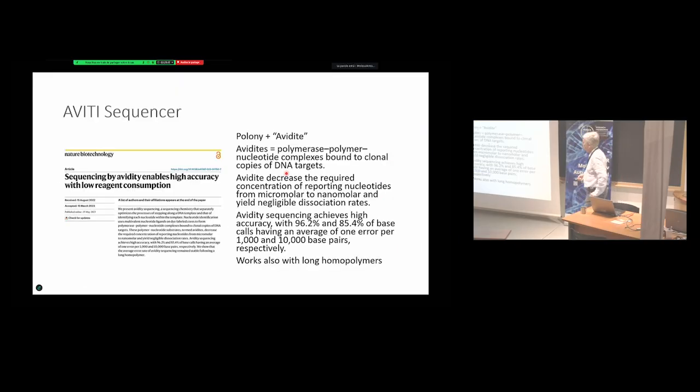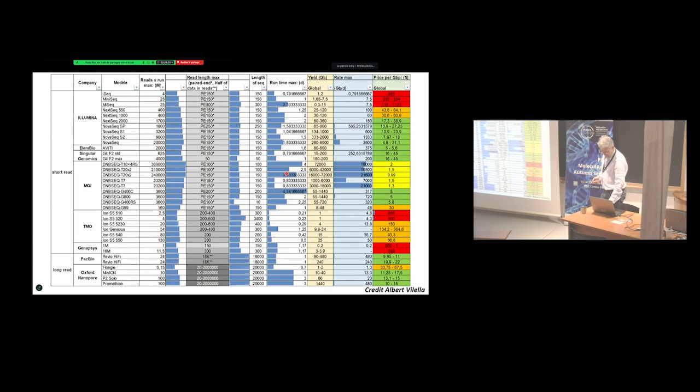So I wanted to spend a few minutes on the AVITI sequencer, and to go directly to the point, I can just show you that comparison. Again, I will not spend too much time commenting on this graph, but this is just to say that today what is crucial is the cost per base, per gigabase or whatever that you can get with your sequencer.